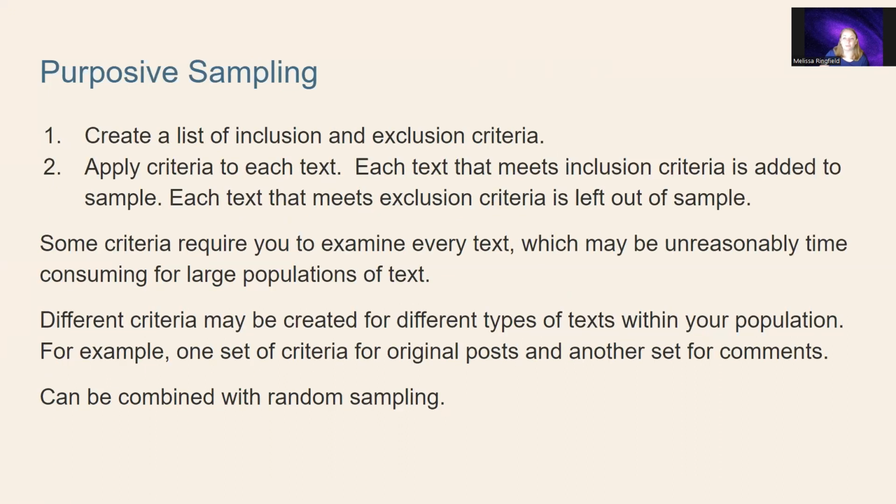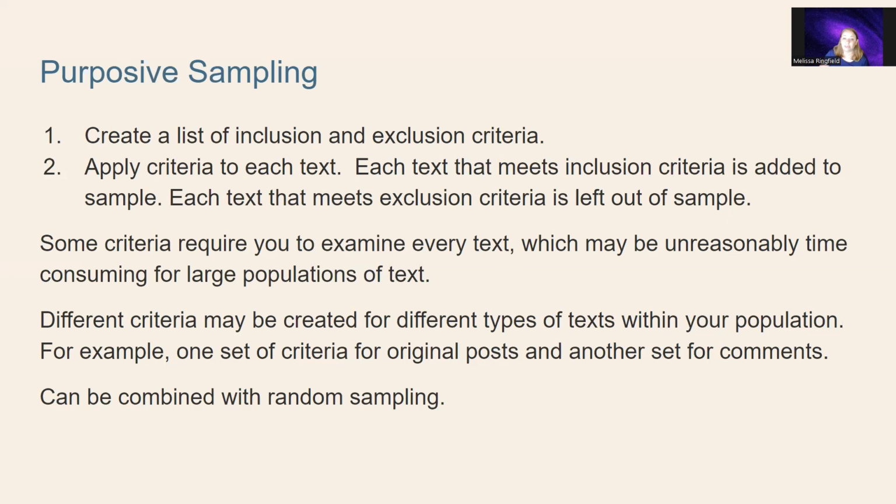Purposive sampling is what most students will use because of the time constraints for random sampling. In purposive sampling, you first create a list of all inclusion and exclusion criteria. Then you apply that criteria to each text in the population. Each text that meets the criteria is added to the sample. Each text that meets exclusion criteria is left out.